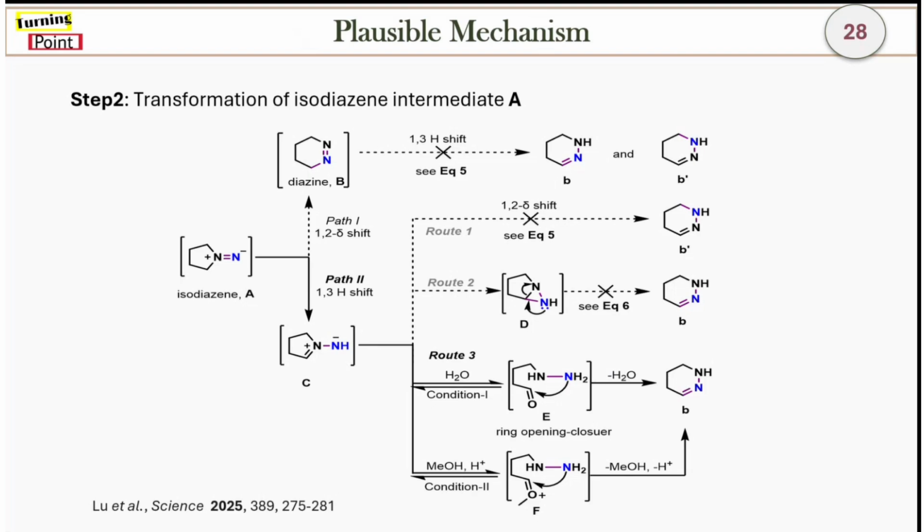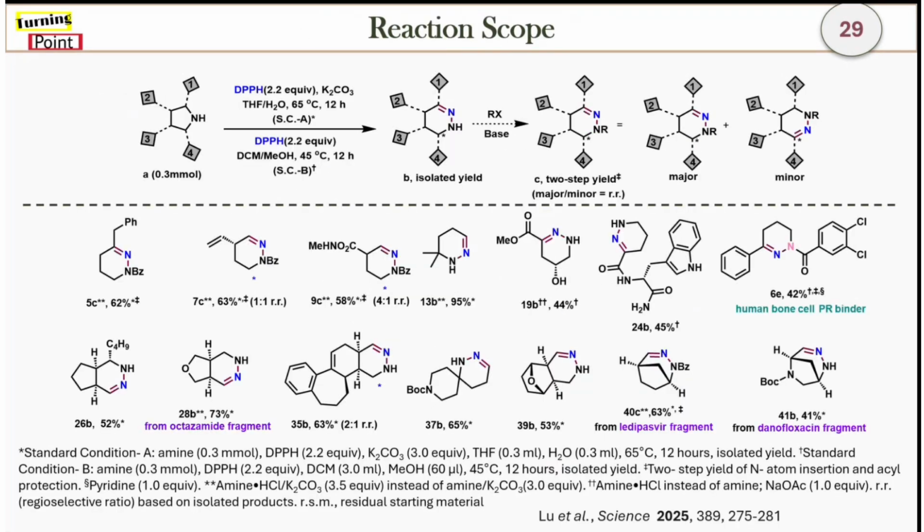Then they explored a variety of substrates. In the paper they have shown a variety of substrates like alpha substituted, beta substituted, then sterically hindered substrates, and proline derivative containing substrates. After the monocyclic ones, they have shown some polycyclic ring containing substrates like fused ring, spiro ring, and bridged architecture. In all the cases their method has been widely applicable.